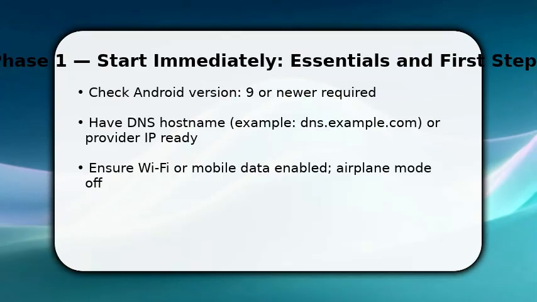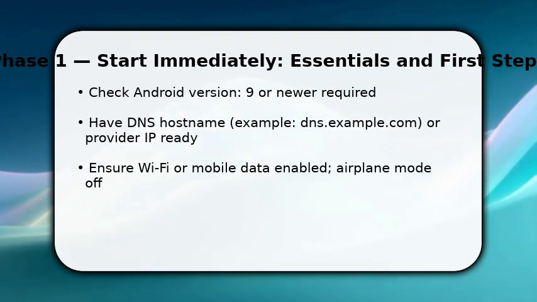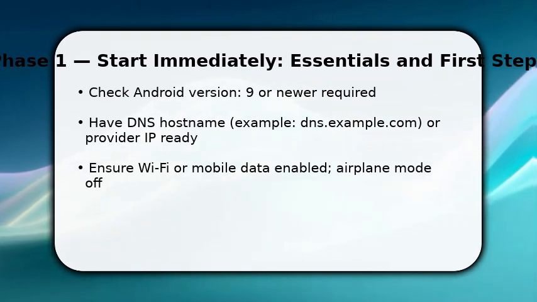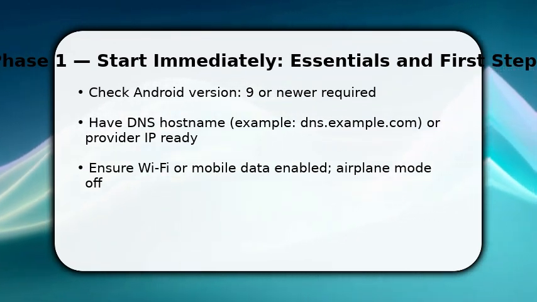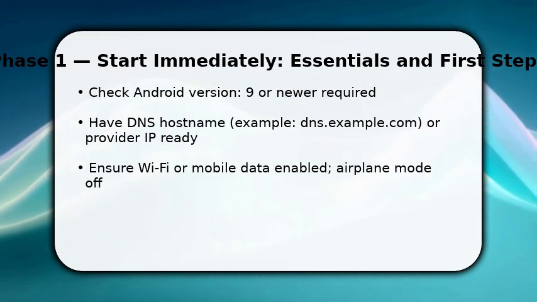You begin with essentials and the first actionable steps. You must run Android 9 or later. Once confirmed, open Settings and go to Network or Connections. Tap Private DNS right away. You will see three options.